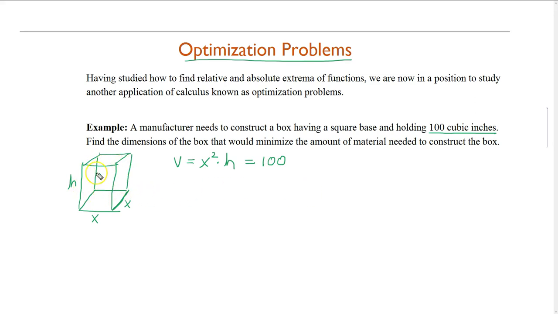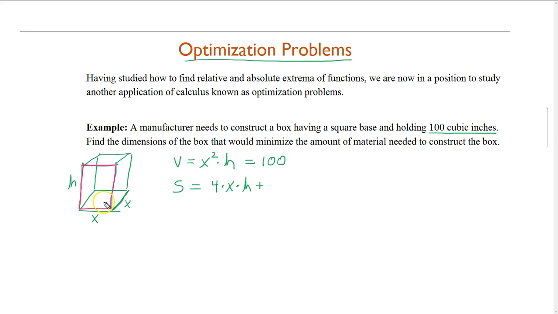Now the amount of material needed to construct this box, that's the surface area of the box. Now if we look at this, the surface area of the box, we have to add up the areas of the sides of this box. The area of the front of the box, right here, that's just going to be X times H. And we have 4 of those, right? So our surface area is going to be 4 times X times H.